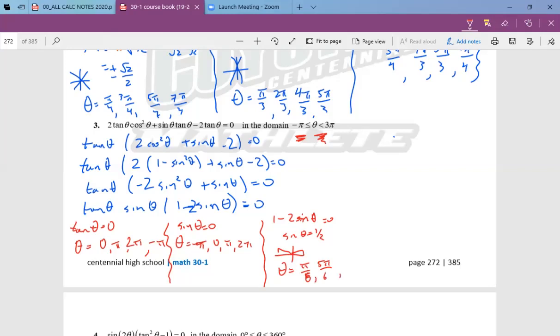But that's just within the first revolution. In quadrants 3 and 4, sine is not positive, so we'll not have any new answers, but we still have another half a rotation around here because we're going all the way up to 3 pi. So we have pi over 6 and 5 pi over 6. We also have, let's add 12 pi over 6 to that, and it gives us 13 pi over 6 and 17 pi over 6.